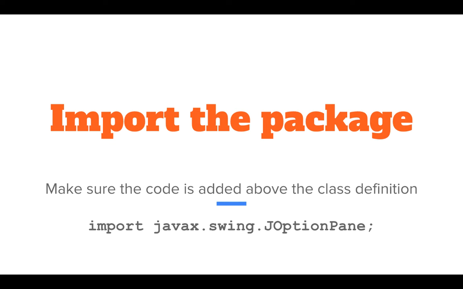So the first thing you need to do is import the package, and you need to make sure you put it above the class definition, just like you did for the Java scanner. And this is the line of code you need to put on it. All this information is in 4.2 in your lesson. So it's import javax.swing.JOptionPane.